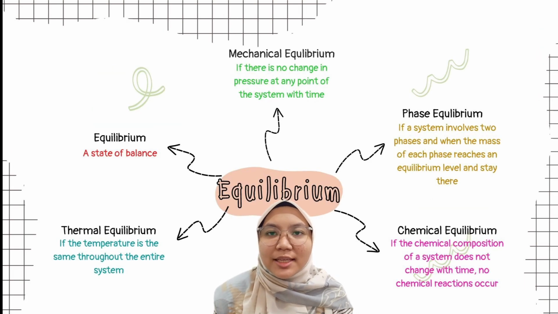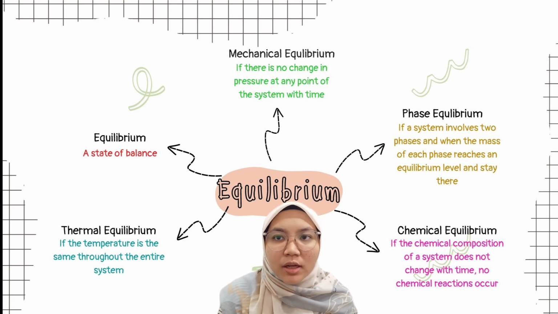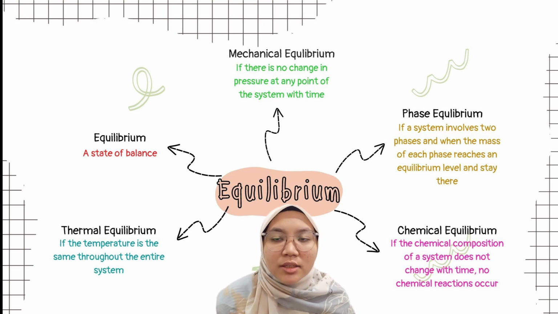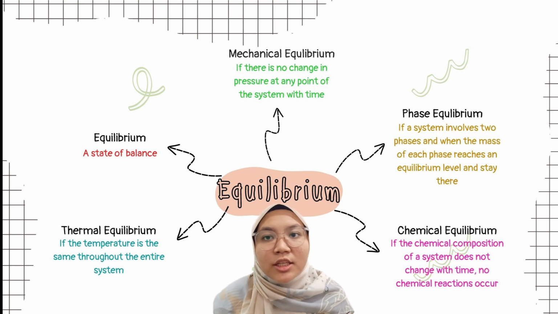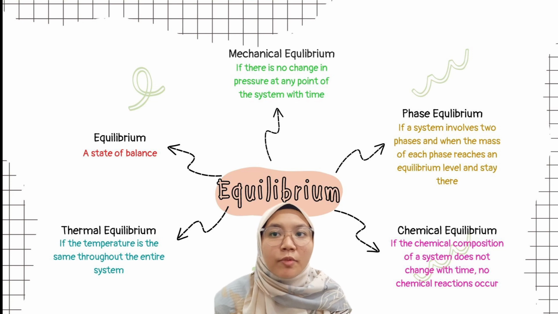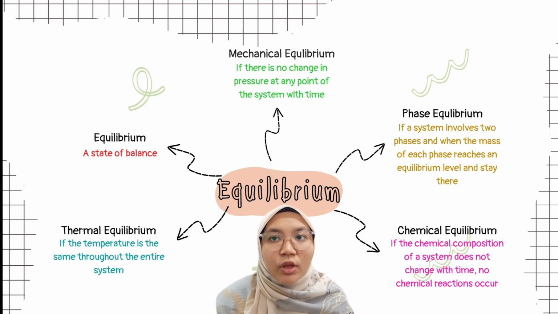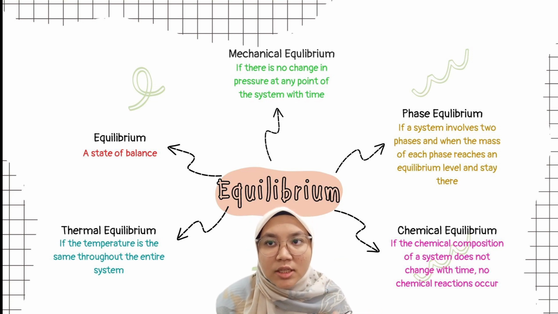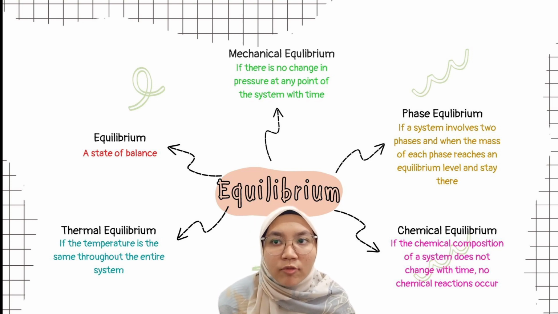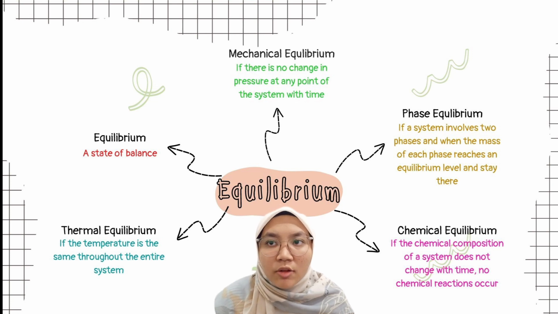The next subtopic is state and equilibrium. What does equilibrium mean? Equilibrium is a state of balance. If the temperature is the same throughout the entire system, it is called thermal equilibrium. If there is no change in pressure at any point of the system with time, it is called mechanical equilibrium. If a system involves two phases and the mass of each phase reaches an equilibrium level and stays there, it is called phase equilibrium.